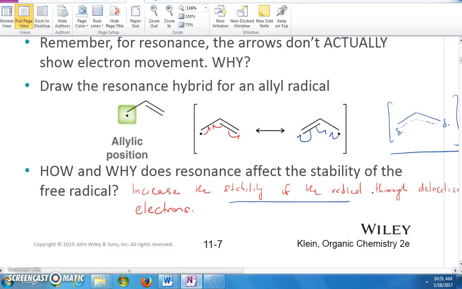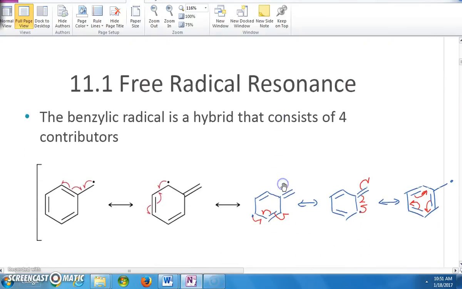A delocalized charge is more stable, right? Because it's spread all over the molecule. Okay, and that's the advantage of resonance. This resonance helps the molecule to achieve greater stability by the delocalization of the charge.